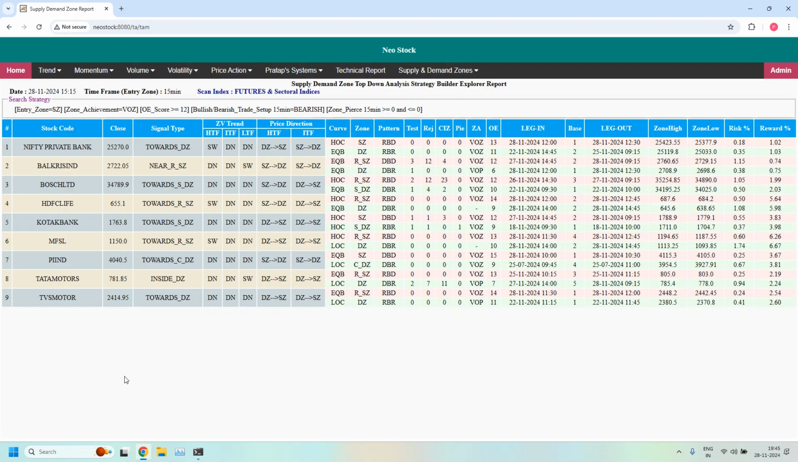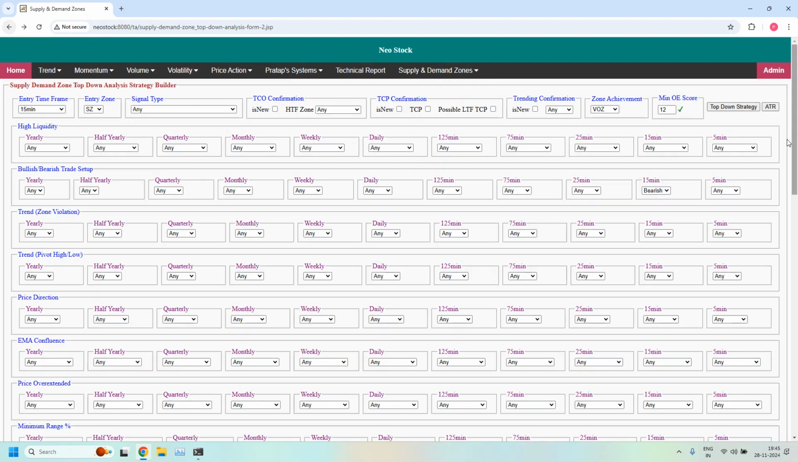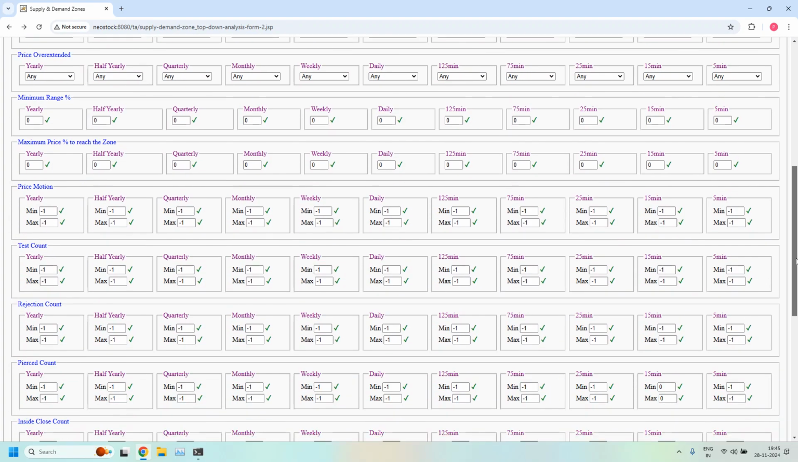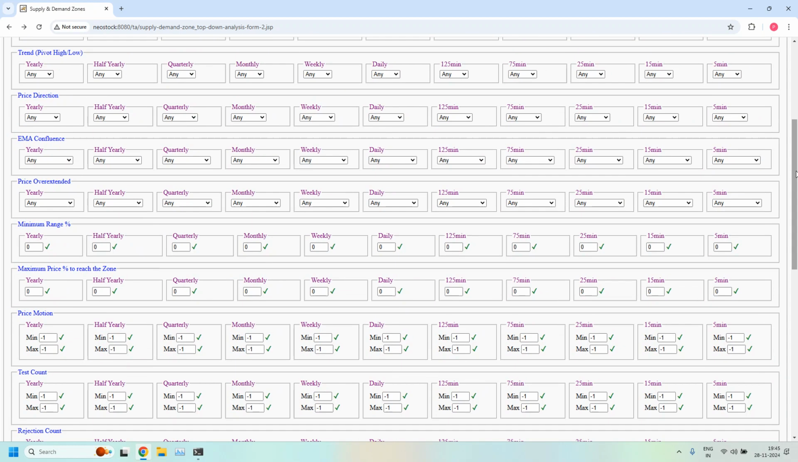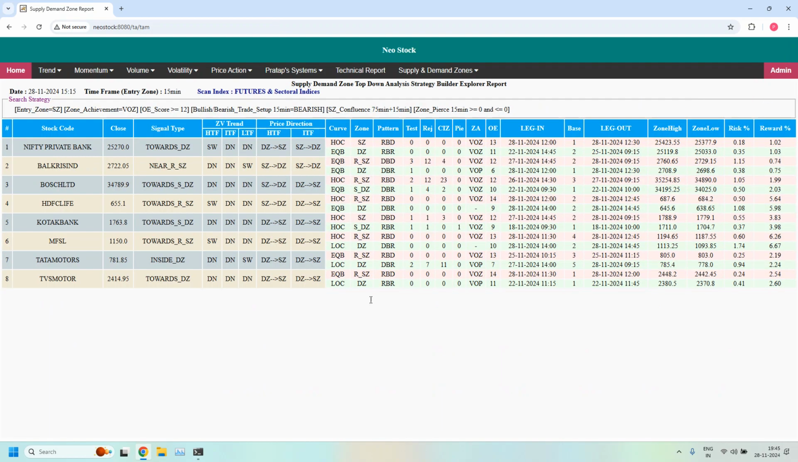Out of these 9 15 minute supply zones, there could be some high probability supported stocks might be available. Let's filter. First filter is based on LTF and ITF supply zone confluence. That means 15 minute supply zone with 75 minute supply zone confluence. I am enabling that filter. So with this filter, out of 9 stocks, we got 8 stocks. In all these 8 stocks, the 15 minute supply zones are part of the 75 minute supply zone.